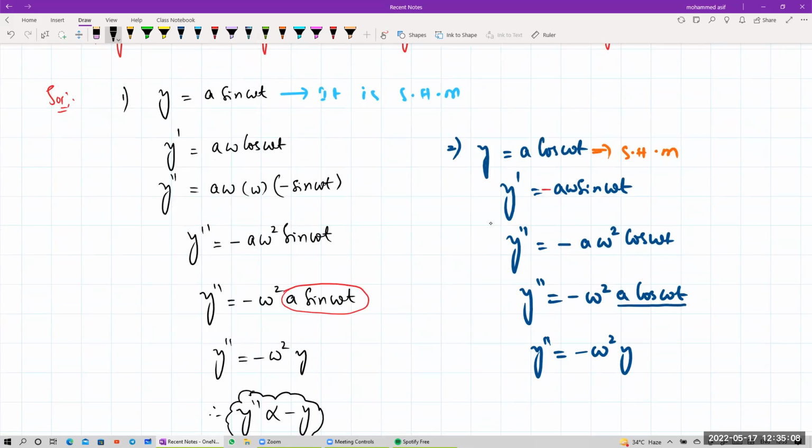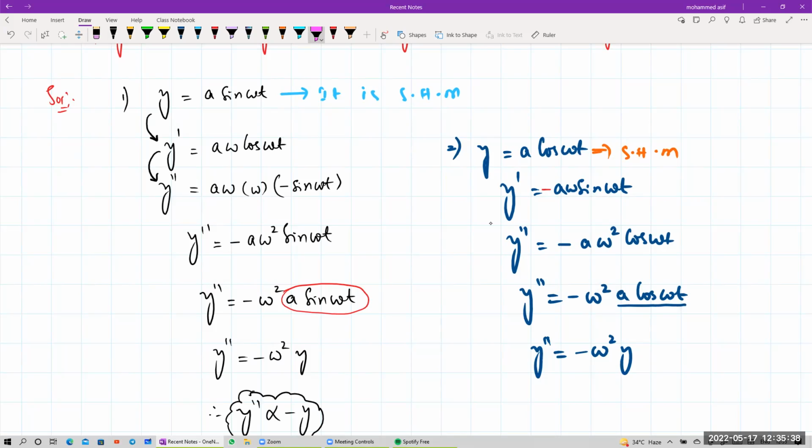We need to identify whether it is an SHM or not. So we differentiate y. y dash means differentiating. Differentiating this one, a comes out. Differentiation of sin omega t is omega into cos omega t, chain rule. Yes, sir. Differentiating again, what happens? y double dash comes. a omega is a constant, so it comes outside. Differentiation of cos omega t is omega into minus sin omega t. So a into omega is omega square, and this minus sign is here.